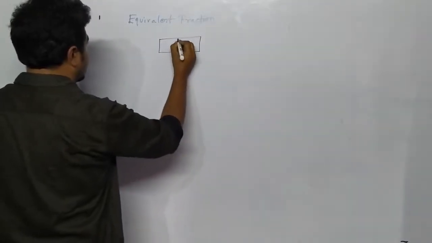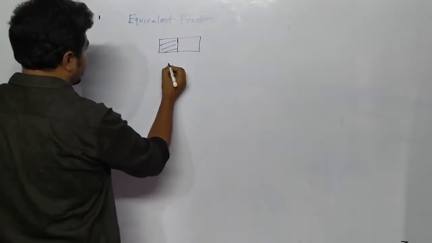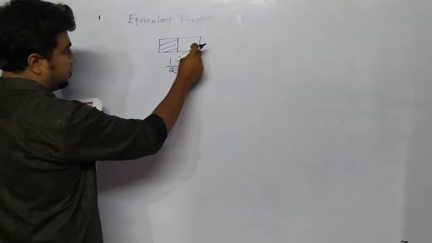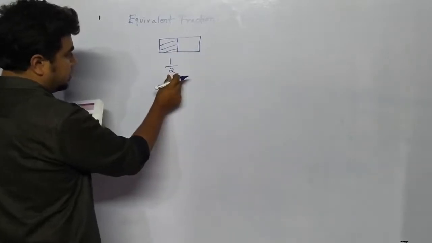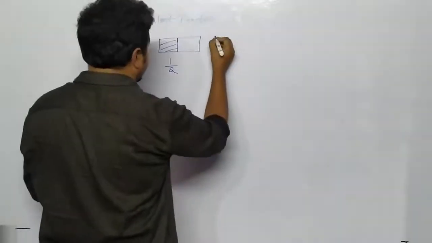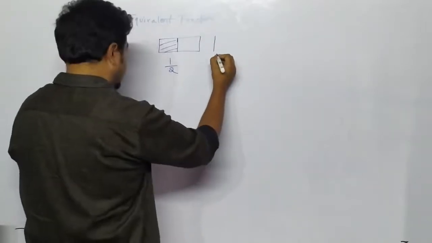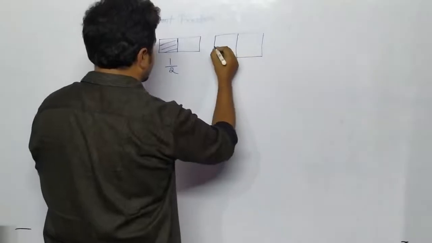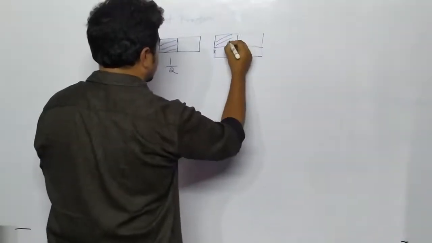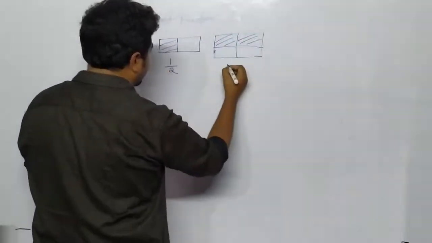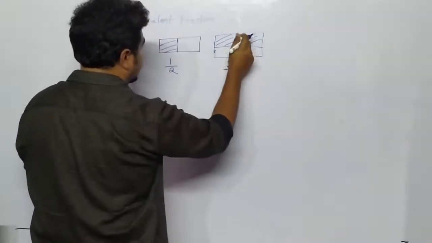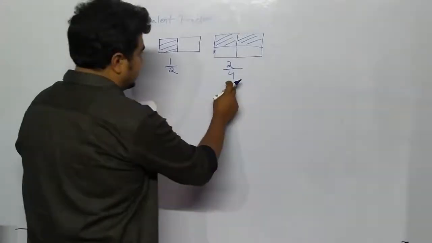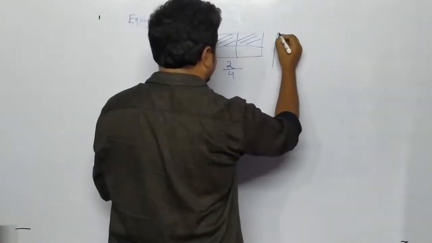You can see here, one part is shaded out of two parts, 1 by 2. I have written the total parts in the denominator. Then I am taking 2 parts out of 1 2 3 4, so 2 by 4. This is also equivalent. I will be discussing how it is equivalent.